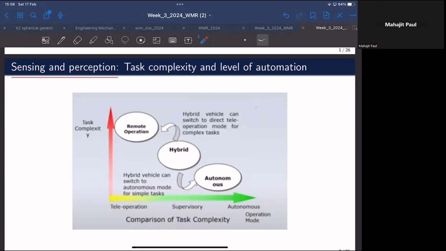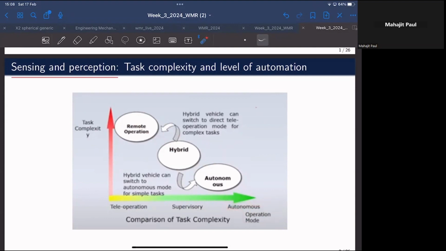As you can see, we would mostly deploy remote operation, or a mobile robot that is fully supervised by an external operator, for a task that is highly complex. But as the complexity of the task decreases, we may find it more and more convenient to introduce some level of autonomy for a mobile robot.